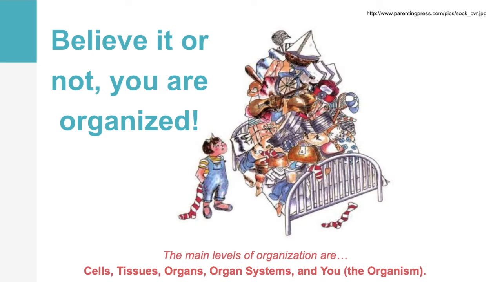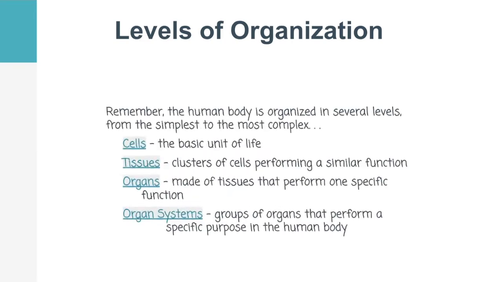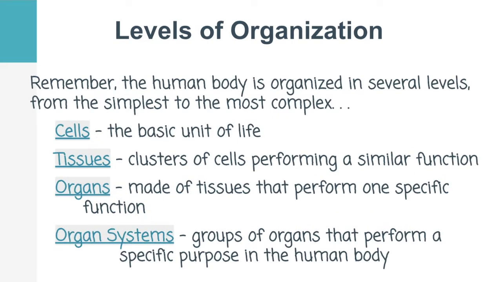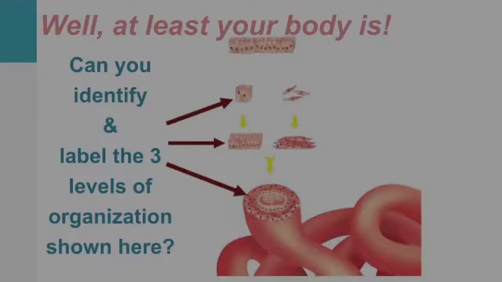So the main levels of organization are your cells, which is the basic unit of life, that building block. Tissues, which are clusters of cells that perform a similar function. Organs, those are made of tissues that perform one specific function. And then when you've got multiple organs put together, groups of organs, those are organ systems that perform a specific purpose in the body. And we're going to be talking about the respiratory and circulatory systems today.